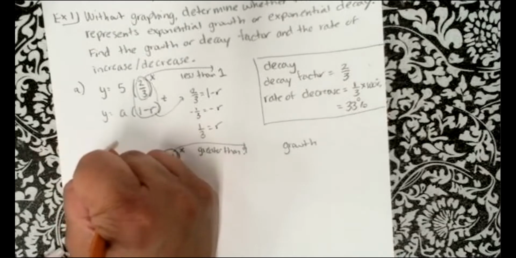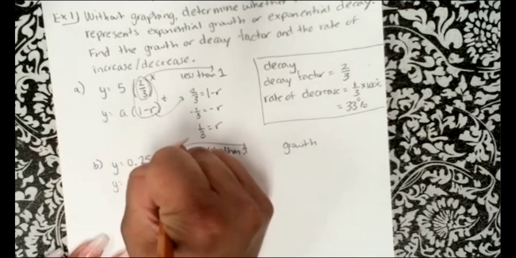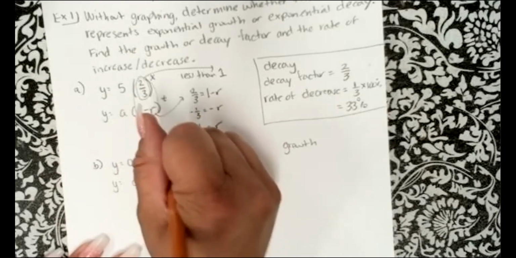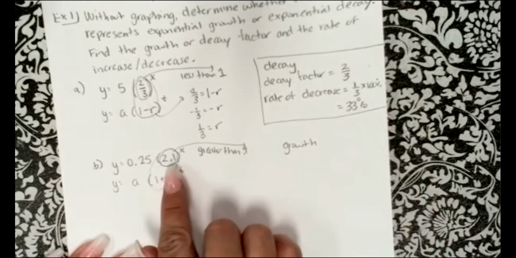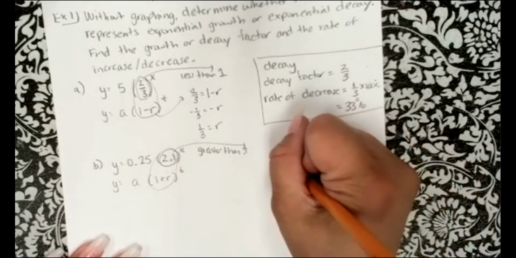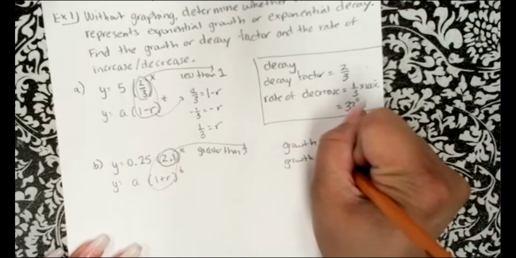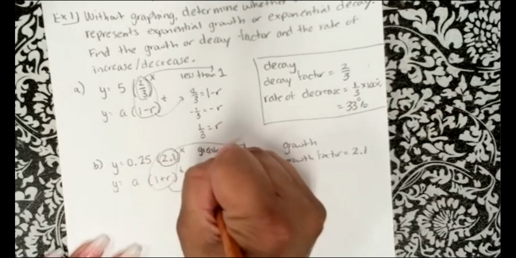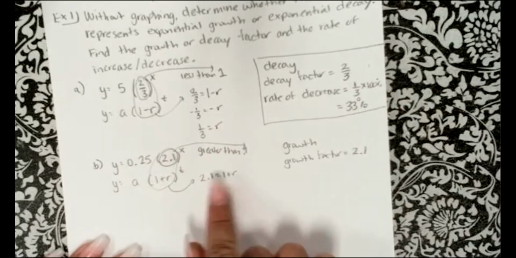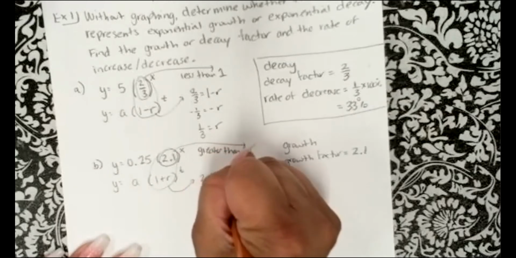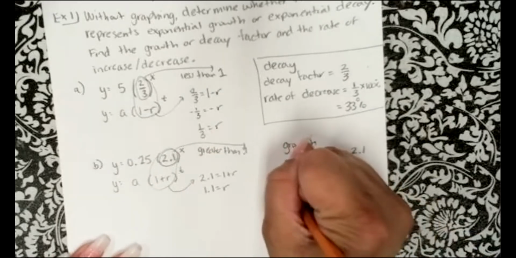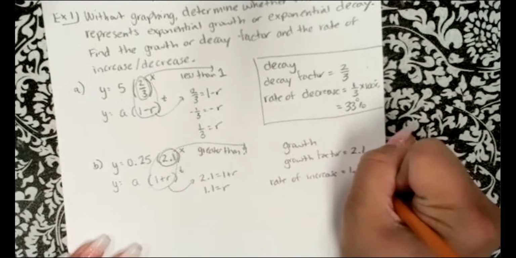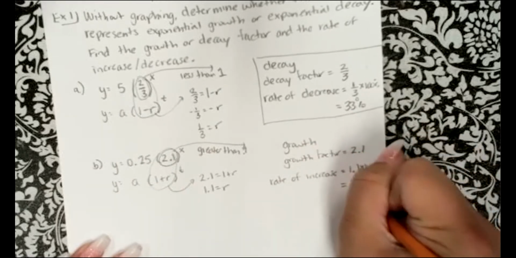And then remember, this is going to be y equals a times 1 plus r raised to the t. So right here, this is what we're solving. And then your growth factor is going to be the 2.1. I'm going to go ahead and solve this. So 2.1 equals 1 plus r, minus 1 from both sides. So I get 1.1 equals r. So your rate of increase is going to be 1.1 times 100%, which is equal to 110%.